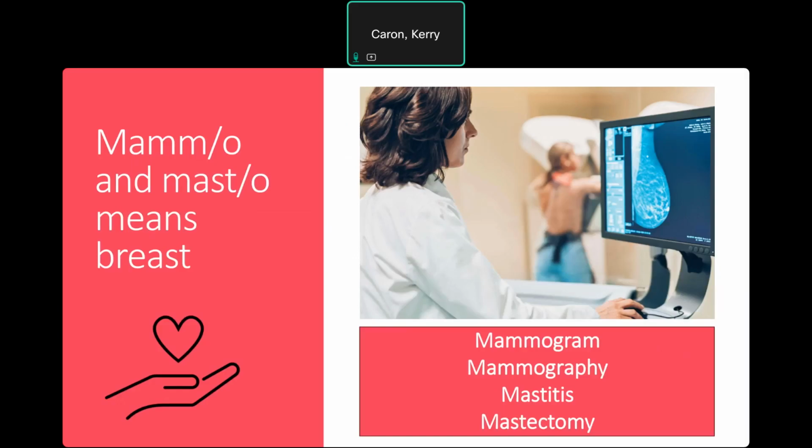Mammo and masto both mean breast. So mammogram is a written record of the breast. Mammography is the process of recording the breast. Mastitis is inflammation of the breast. And mastectomy is the surgical removal or excision of a breast.